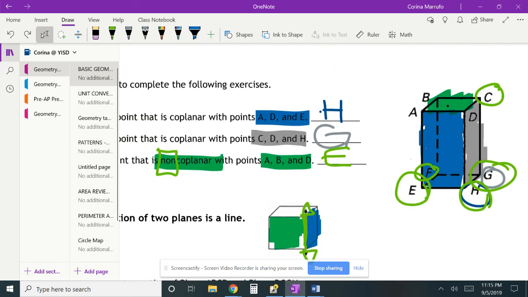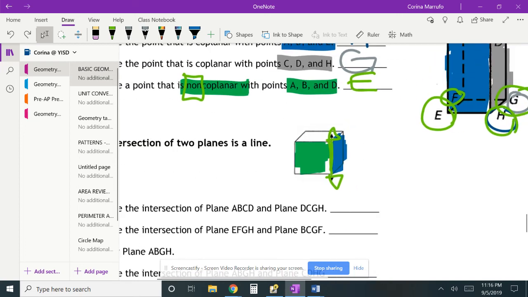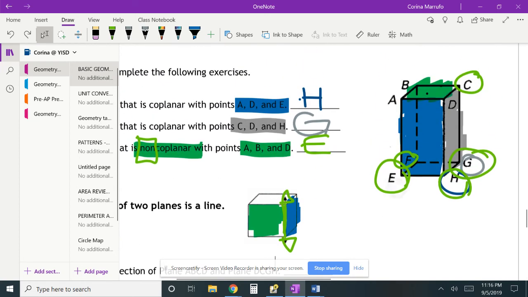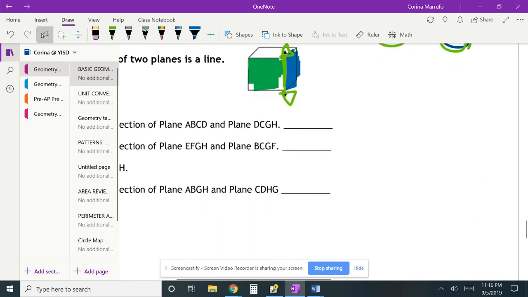ABCD is this top green plane that I had already highlighted, and DCGH is this gray plane. So when we look for their intersection, this would be the intersection of both planes, which would be D and C. So if we go back, D and C, and it is a line segment. All right, so if you do notice on there, they both have C and D in common. So that's how you're going to know where their intersection is.